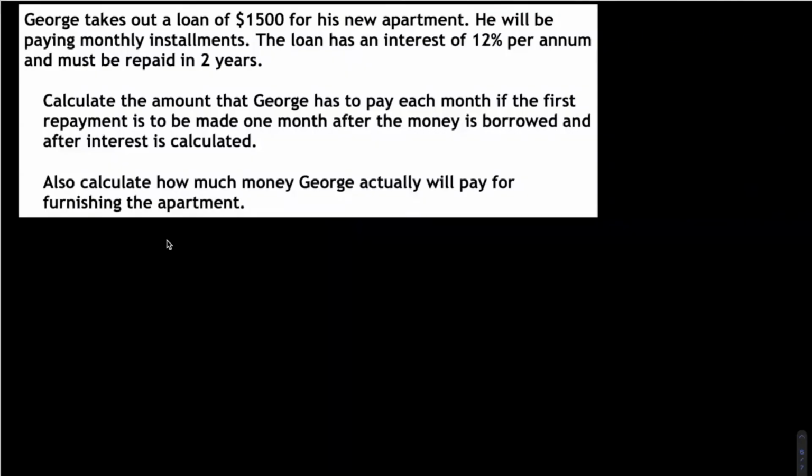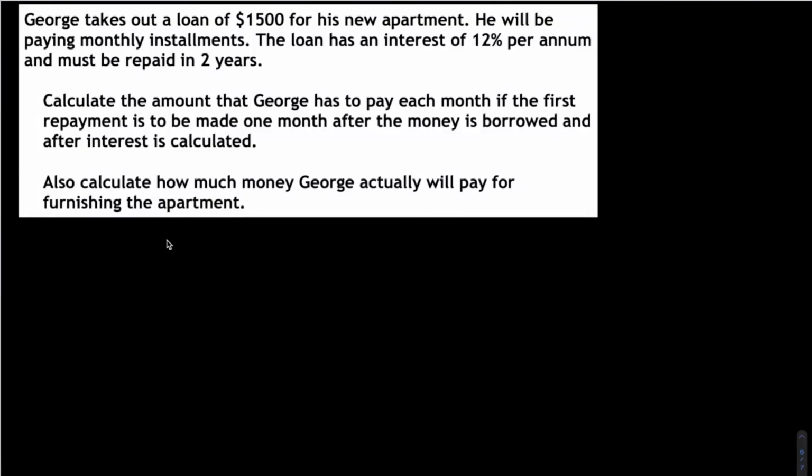All right, next question. George takes out a loan of $1,500 for his new apartment. He will be paying monthly installments. The loan has an interest of 12% per annum and must be repaid in 2 years. Calculate the amount that George has to pay each month if the first repayment is to be made 1 month after the money is borrowed and after interest is calculated. Also, calculate how much money George actually will pay for furnishing this apartment.